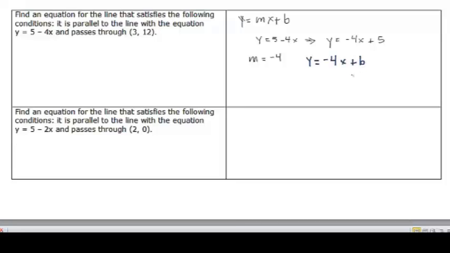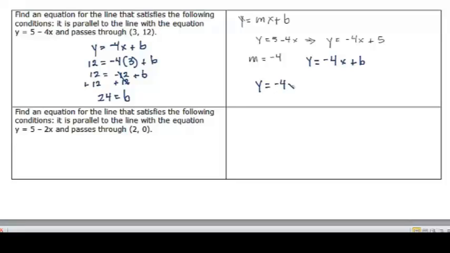The way I go ahead and find b is I use the points that were given to me and I substitute for x and y. In this example, y would be 12 and x would be 3. And I go ahead and solve. And here I end up with b equals 24. So that tells me that my y-intercept is 24. So my final formula is y equals negative 4x plus 24.